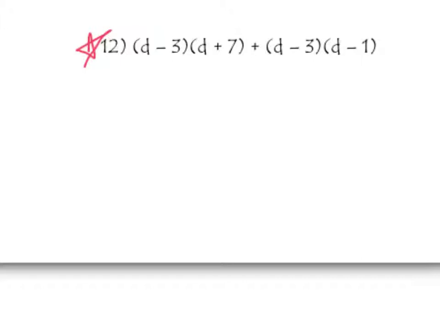And the last one we're going to look at is number 12, and so see if you can pause this video and find the common factor. Common factor is the binomial d minus 3. So we write the common factor, and then we divide everything by the common factor.